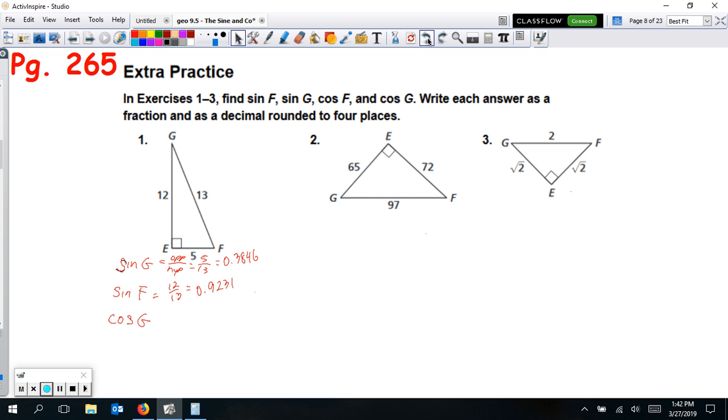And now for cosine of G, that's going to be the adjacent over the hypotenuse. So now we're looking at G again. Adjacent is going to be next to G here. So that's the side here.